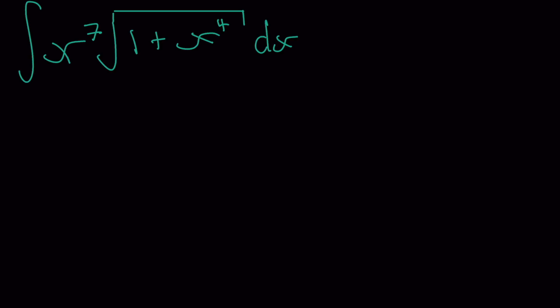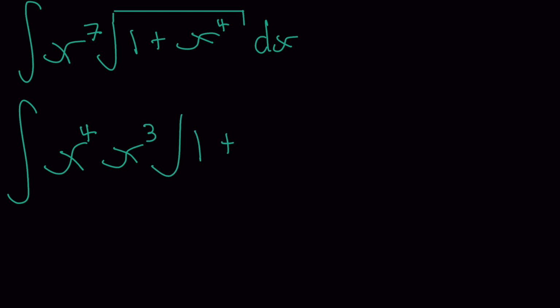Next up, for our last example, go ahead, pause the video, try and solve this one on your own. If you do, what you're going to see is no matter what you pick for your u and your dv, you're just going to get a big mess and it's going to be really ugly. So I'm going to show you what you actually need to do for this type of question. X to the 7th here is really x to the 4th times x to the 3. And then we can see this 1 plus x to the 4th dx. Okay?